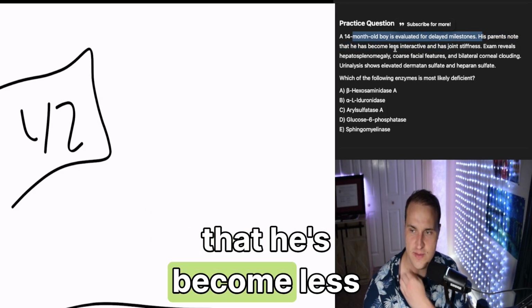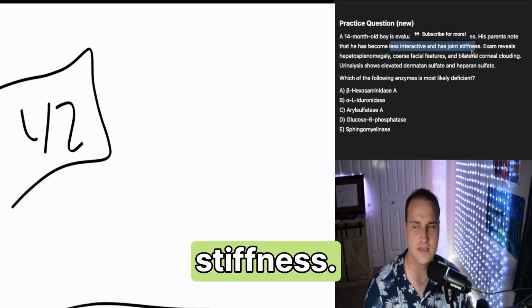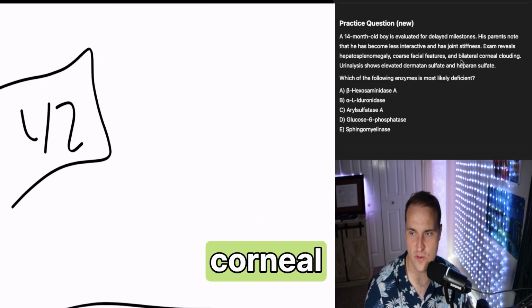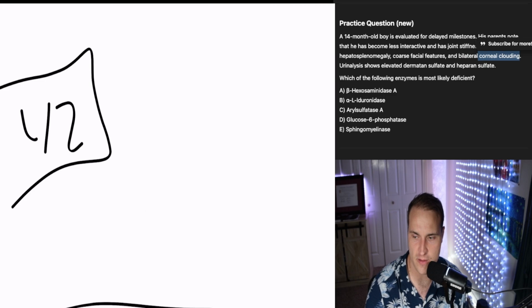His parents note that he's become less interactive and has joint stiffness. Exam shows hepatosplenomegaly, coarse facial features, and bilateral corneal clouding. And there's elevated dermatan sulfate and heparan sulfate. So this one is just a memorization one. We have to know it's alpha-L-iduronidase. This is Hurler's. It's not Hunter's because of the cornea. You need the cornea, so the corneal clouding is just Hurler's.